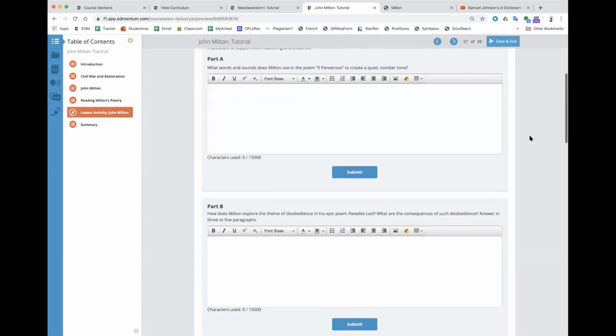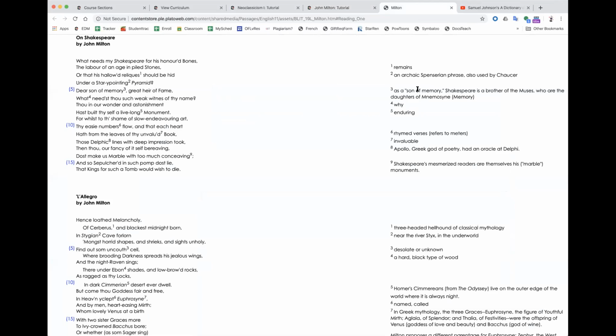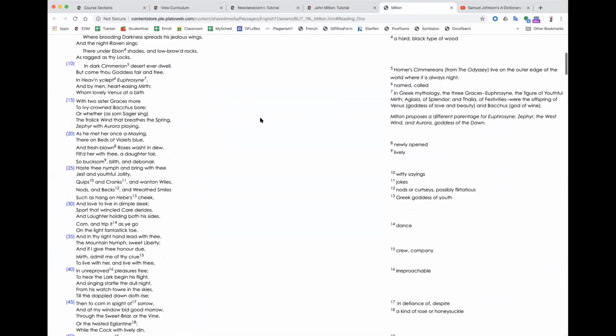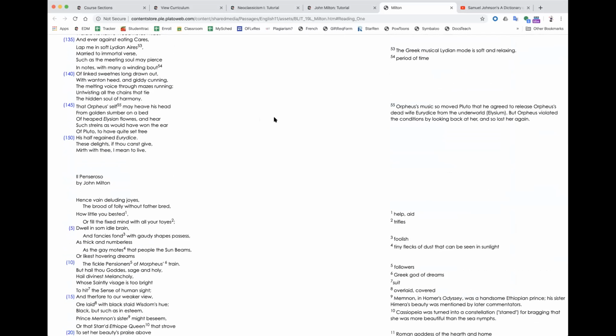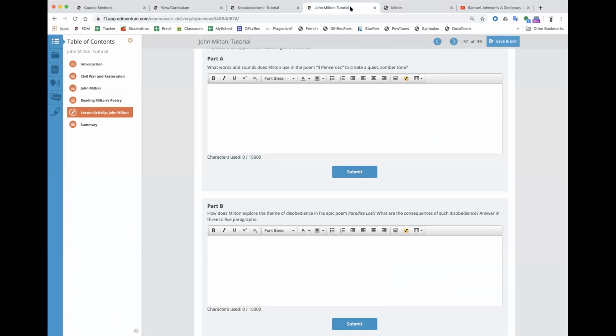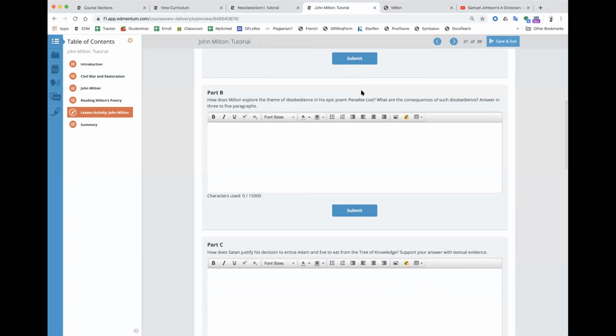So, part A. What words and sounds does Milton use in the poem Il Penseroso to create a quiet and somber tone? There's the two poems, Allegro and Il Penseroso, and they're supposed to be read together for the best understanding. And so we're just looking for what he uses to create this quiet, somber tone.